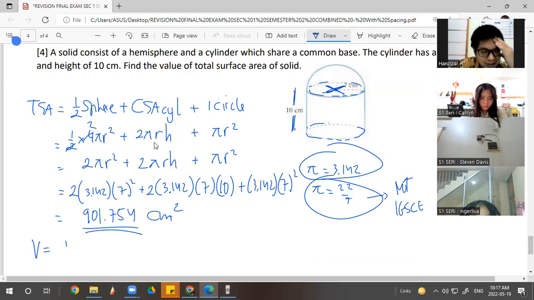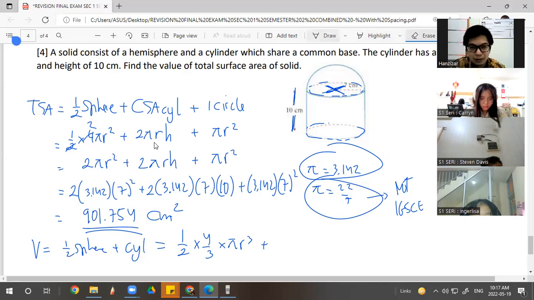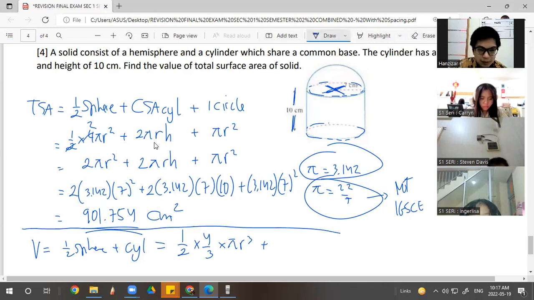If I ask a further question, how do you find the volume? Half of a sphere plus a cylinder, as easy as that. Half of a sphere is 1/2 times 4/3 pi r cubed, plus the cylinder, pi r squared height. Be careful, on the exam I might ask you for the volume instead of the total surface area. Base area times height, right? Remember, base area times height, and then you can calculate it by yourself. The unit is cm cubed.